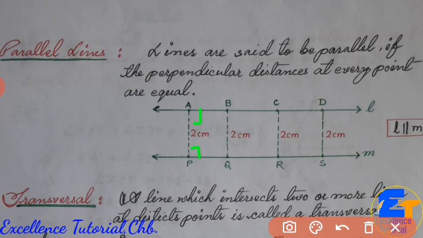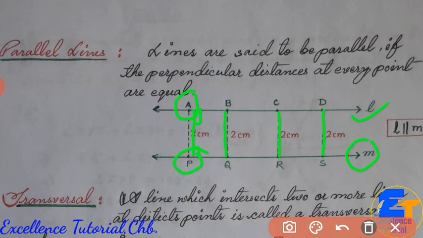So on measuring these two points, remember, point A is lying on which line? On line L, and point P on line M. So on measuring this distance AP, suppose we got 2 centimeters. In the same way, at this point also we got 2, at this point also we got 2, at this point also we got 2. It means these two lines are equidistant at every point. So such lines which are equidistant at every point are called parallel lines.